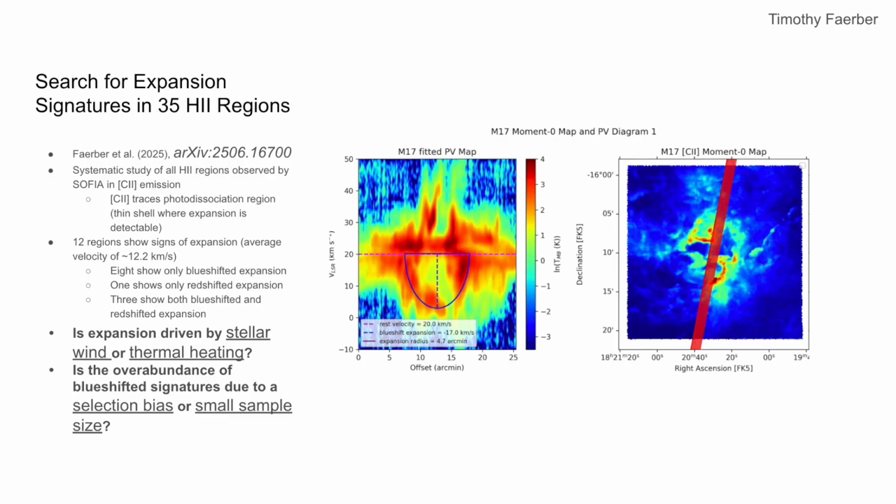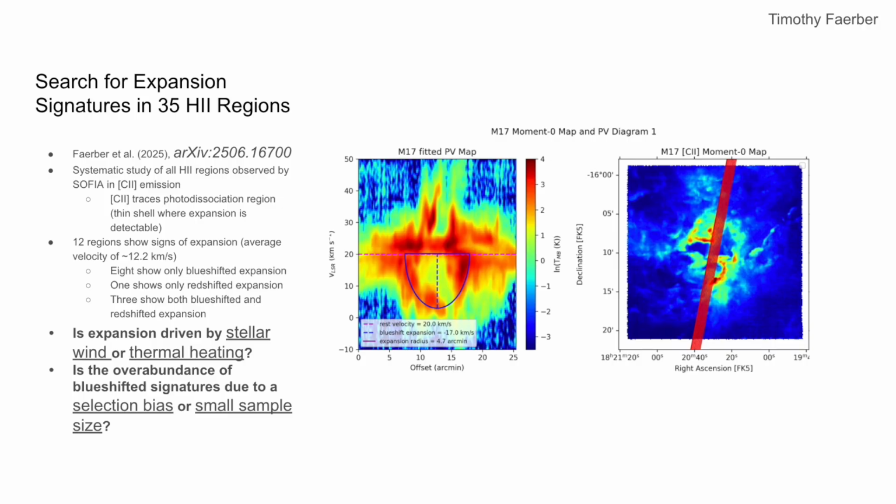Out of 35 regions, we find 12 that show signs of expansion with an average velocity of around 12 kilometers per second. Of these 12, 8 show only blue-shifted expansion, while 1 shows only red-shifted expansion, and 3 show both blue-shifted and red-shifted expansion.